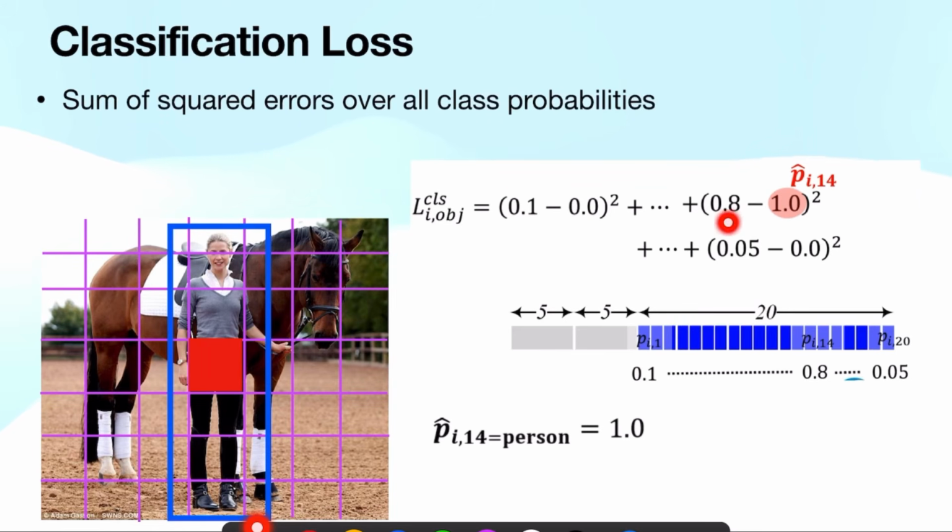0.8 minus 1 for the 14th position. And for the remaining values we got, we will take the difference with zeros. So finally, we get the final loss value as a single value like this. So this is actually for each grid cell, it happens like this. All these things happen for each grid cell.